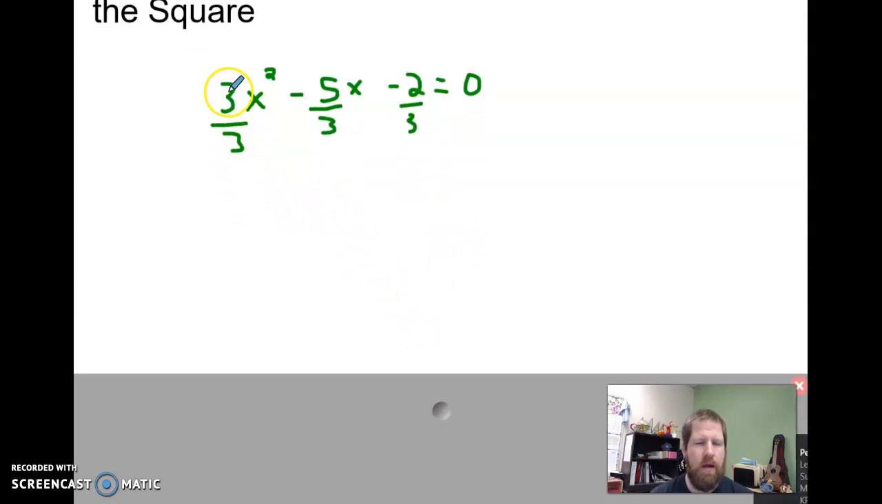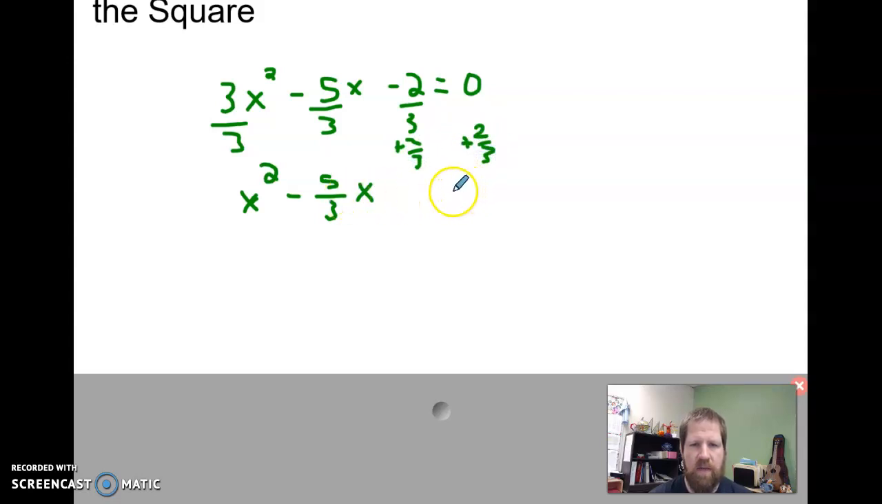We end up with x squared minus 5/3 x, and I'm going to move that negative 2/3 over, add 2/3 to both sides, and leave my gap equals 2/3. So now I've got to deal with fractions.